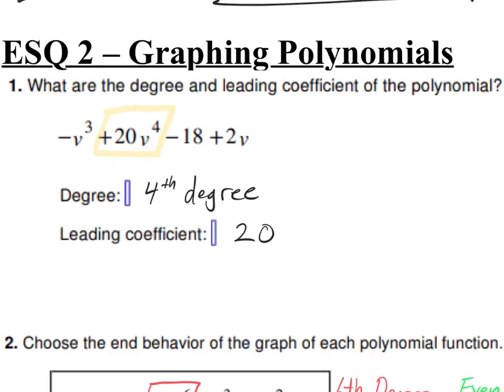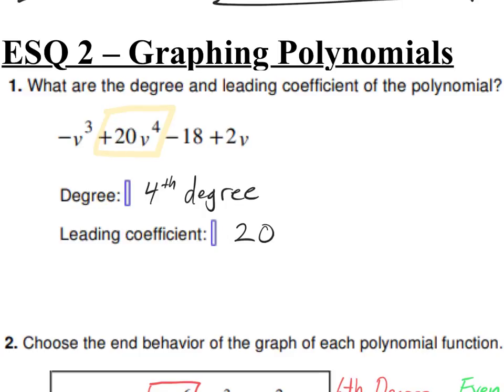So this is ESQ2. What are the degree and lead coefficient of the polynomial? Now, to do that, what you first have to find is the highest power. So out of these terms, this piece has the highest power. The degree is that highest power, so it's a fourth degree. And then the lead coefficient is the 20 right here.